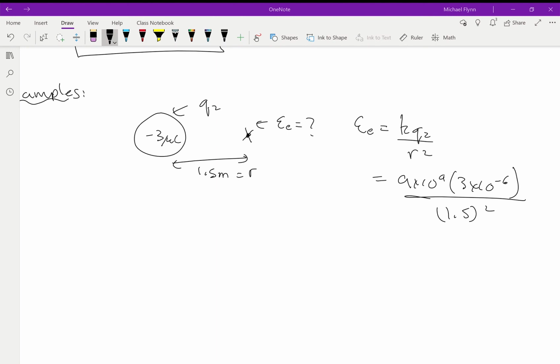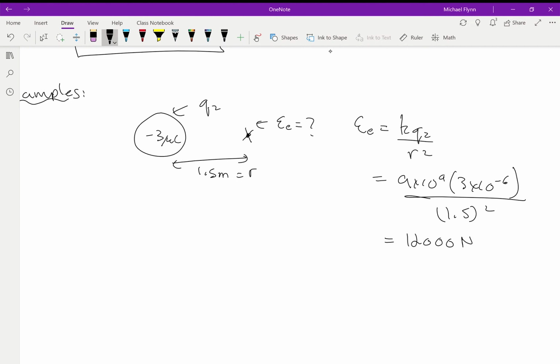9 times 10 to the 9 times 3 times 10 to the negative 6 divided by 1.5 squared equals, I get 12,000. So it's a big number.